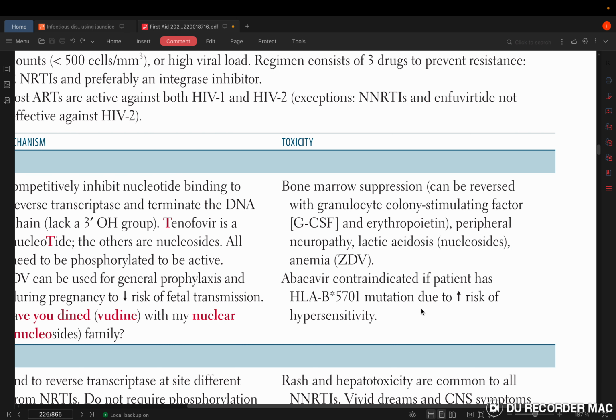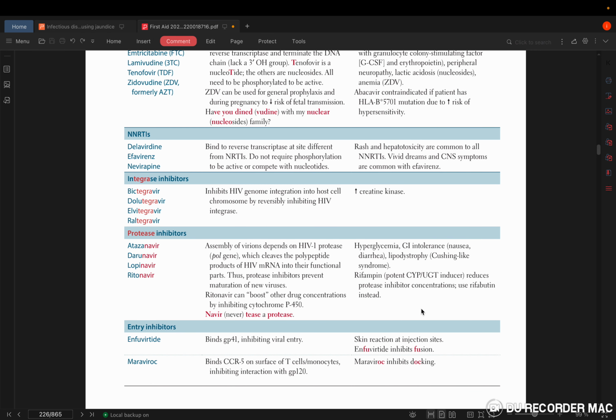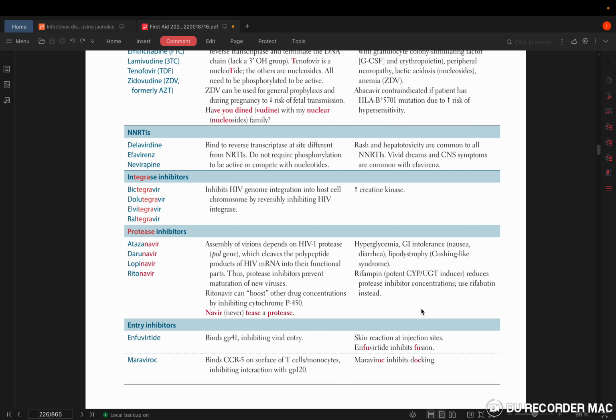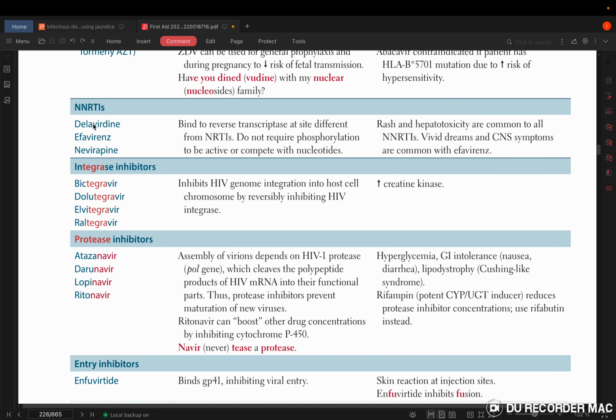So the next thing, abacavir is contraindicated if the patient has an HLA-B5701 mutation due to increased risk of hypersensitivity reaction. They can basically have a really bad hypersensitivity reaction, Stevens-Johnson syndrome, that can eventually lead to their skin sloughing off. The next drugs are the non-nucleoside reverse transcriptase inhibitors.